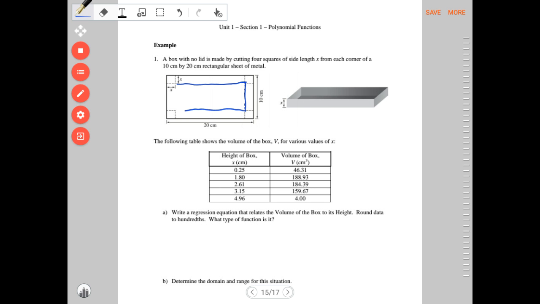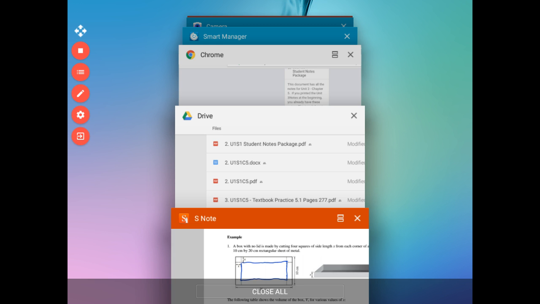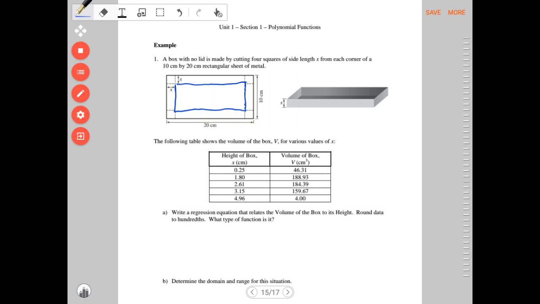So that blue rectangle in the middle, that's going to represent the base. And then we're going to cut these corners out so they're not going to be there anymore. And then we're going to fold along those lines and make this box. Perfect. So the following table shows the volume of the box for various values of x.